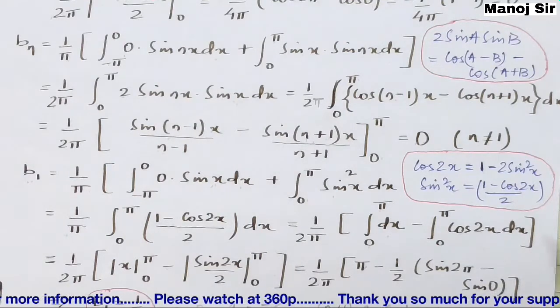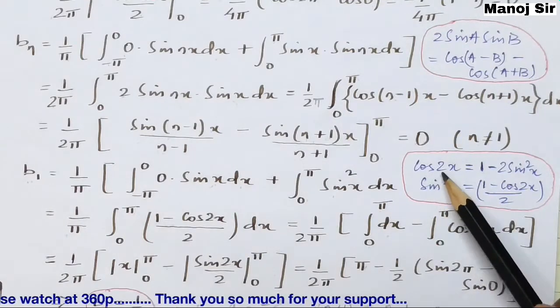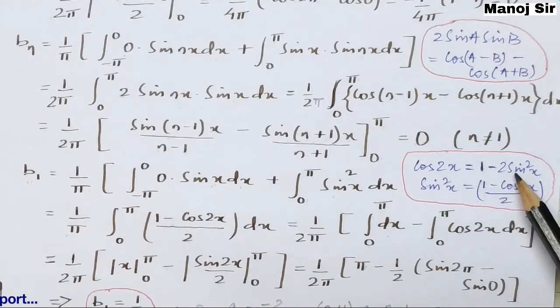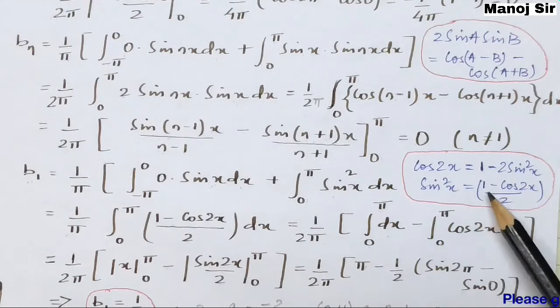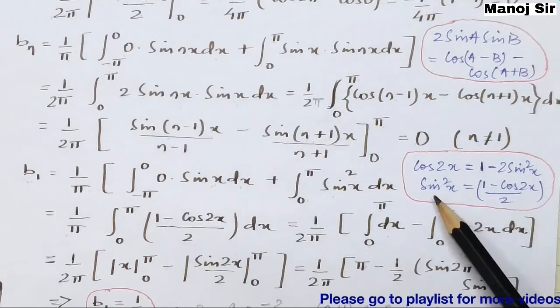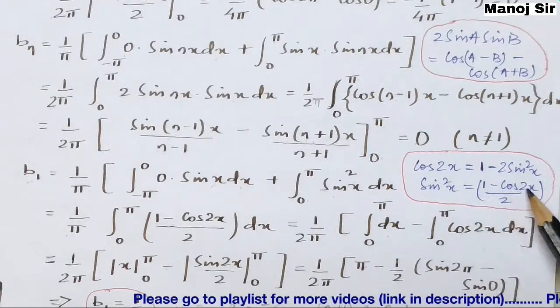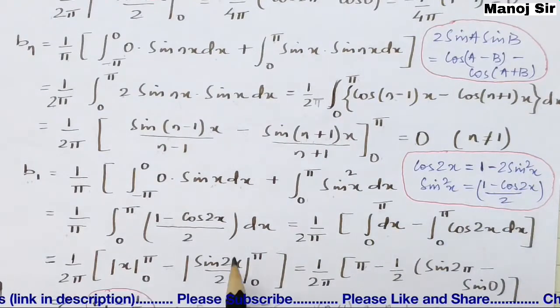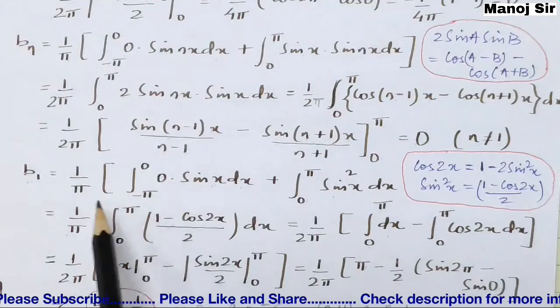Now here we need to use this formula: we know that cos 2x equals 1 minus 2 sin square x. So sin square x equals (1 minus cos 2x) upon 2. We'll be using this formula here. This term will become 0 because of this 0.